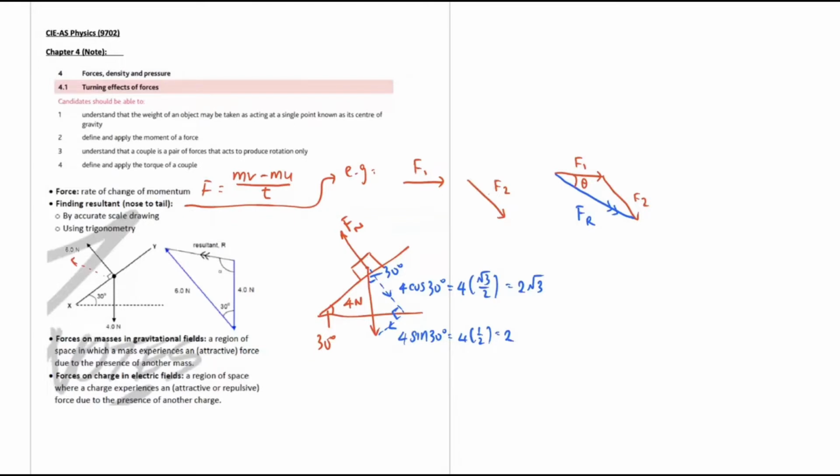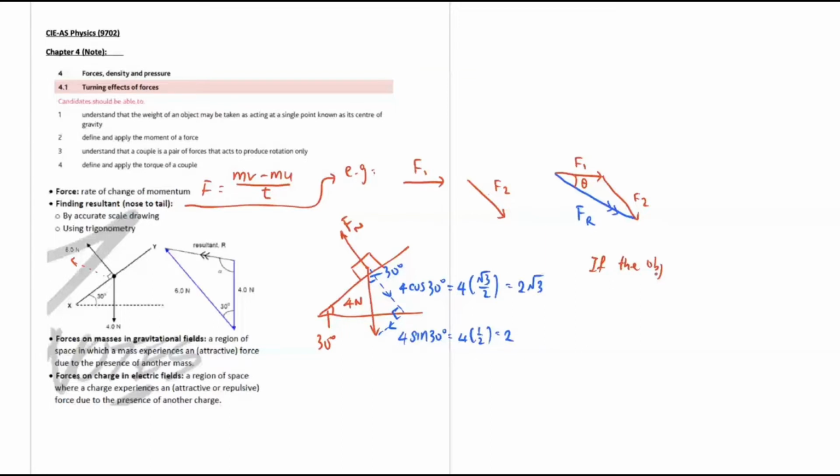So if this object is stationary, then you can find the normal reaction by using the equilibrium concept. The normal reaction is equal to 2 root 3. So if the object is in equilibrium, then the normal reaction is equal to 2 root 3 Newton.